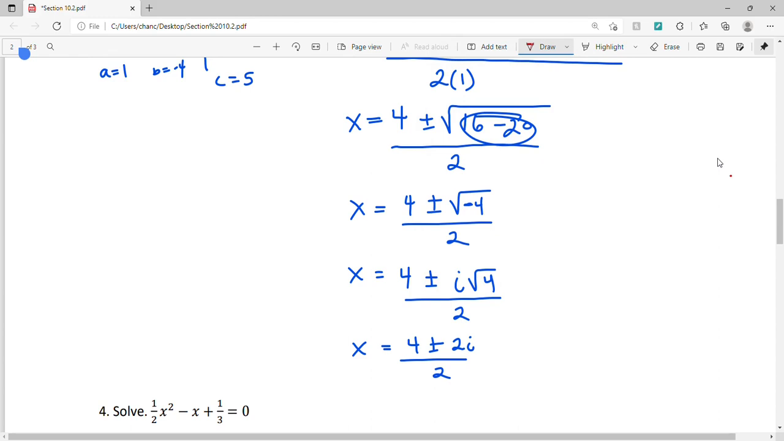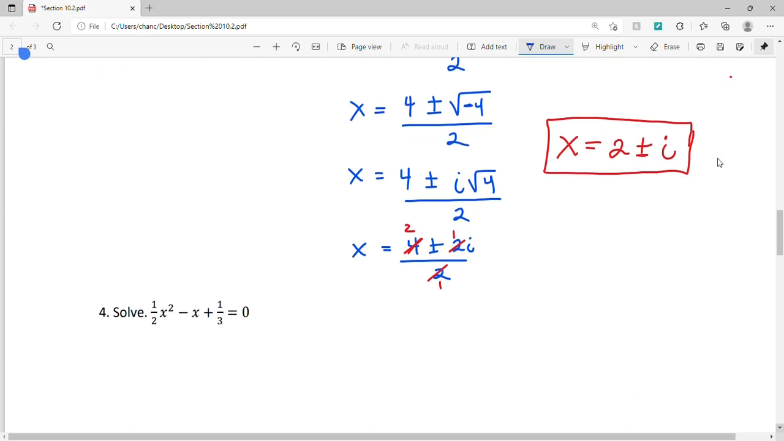You have to be careful. You can reduce all three of these terms here by a factor of 2. And so my final answer is x equals 2 plus or minus i. The 1 in the denominator does not need to be written because dividing by 1 gives us just the numerator anyway. So that's our solution, 2 plus or minus i.